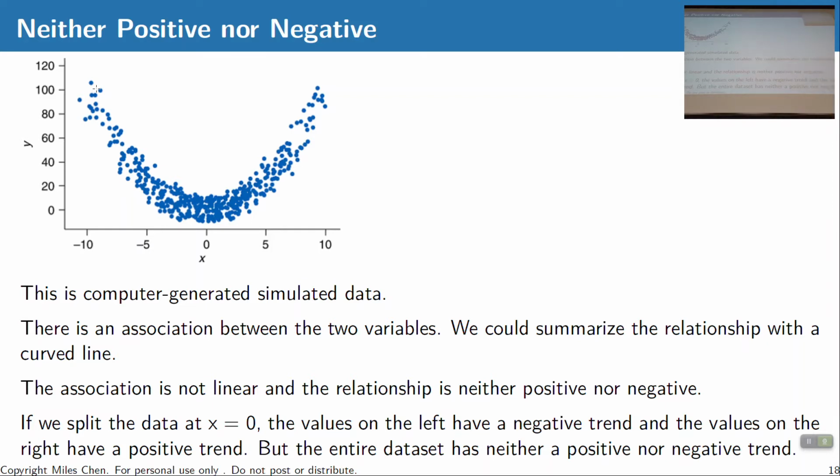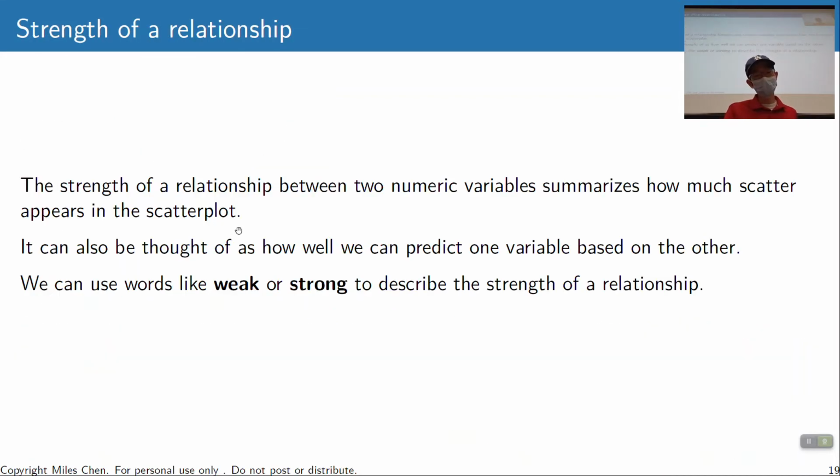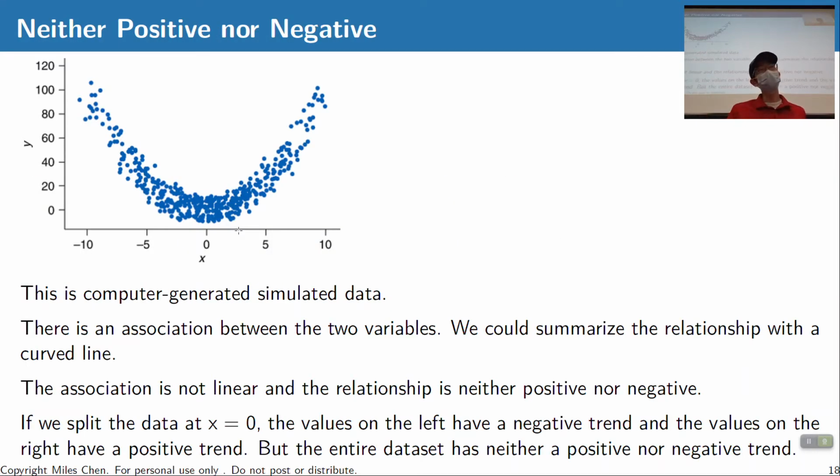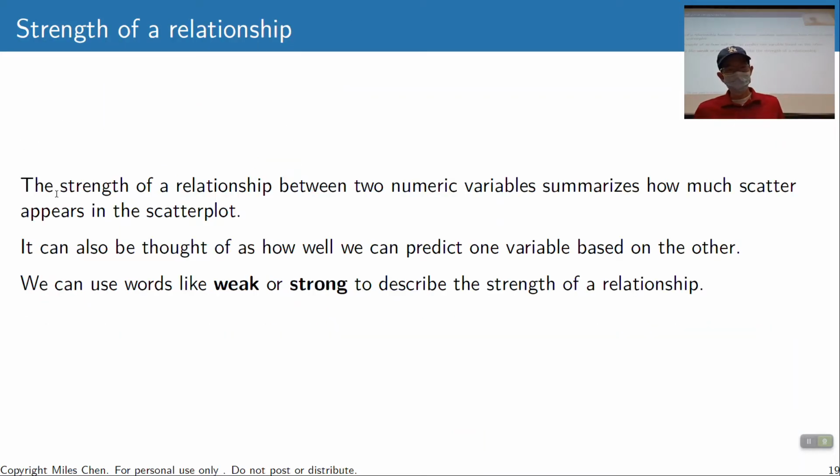Now, if you split the data at 0, on the right-hand side we would say there's a positive relationship. As x gets bigger, y gets bigger. And on the left-hand side, there's a negative relationship. As x gets smaller or lower, y tends to get larger.